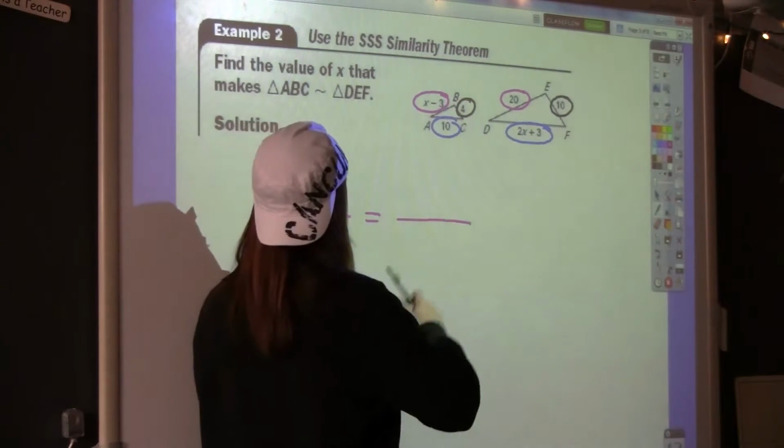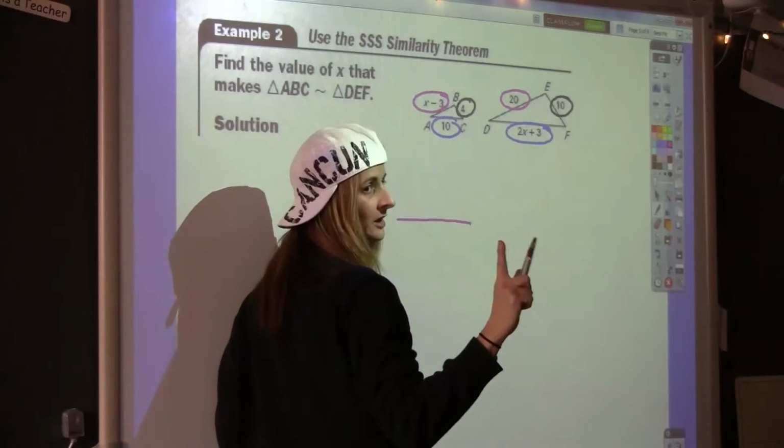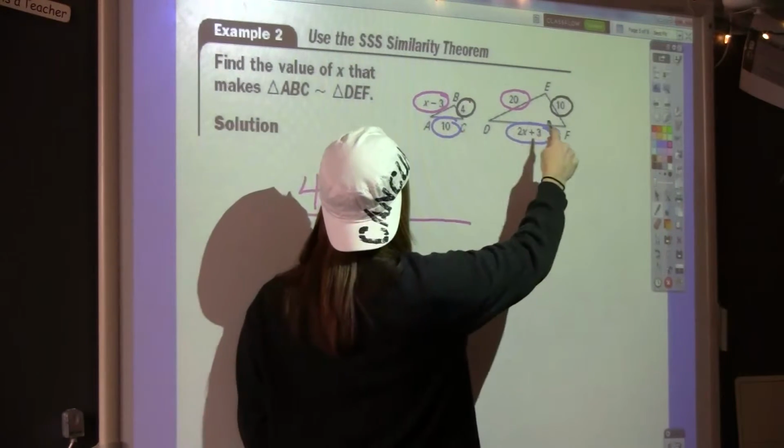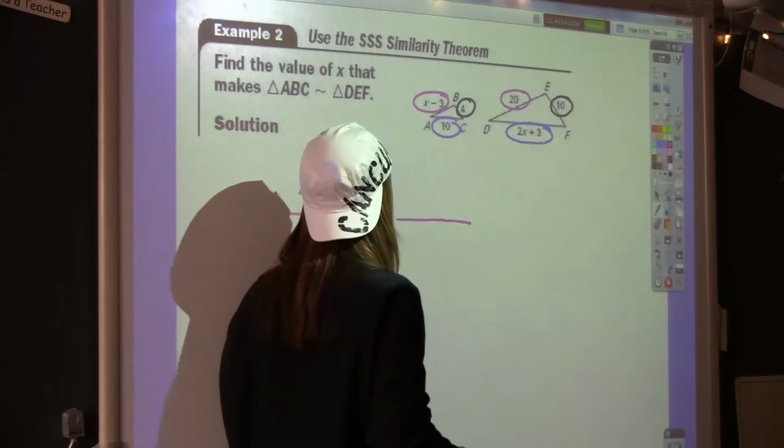So now I have to choose: if we put the 4 over the 10, we either have to put on the other side the 10 over the 2x plus 3, or the x minus 3 over the 20.